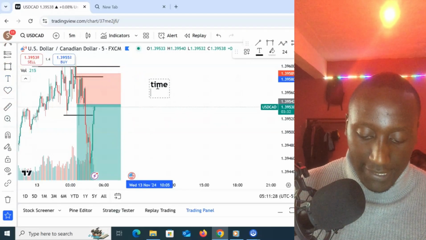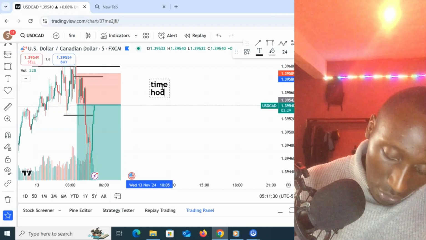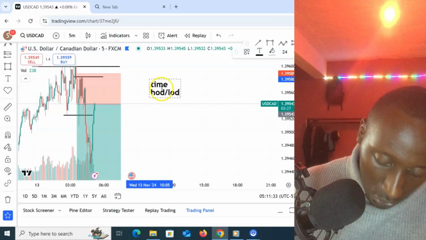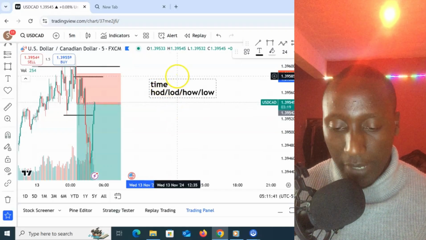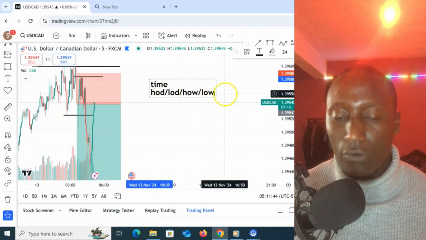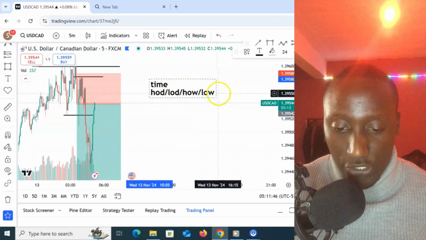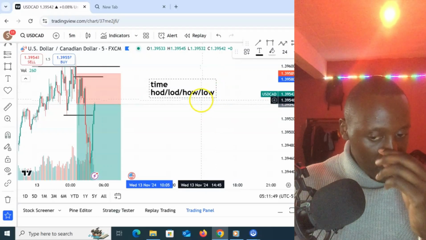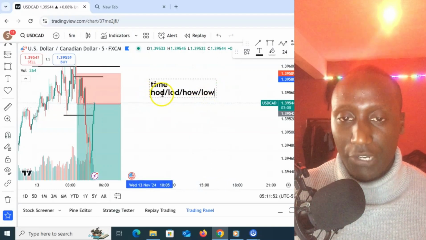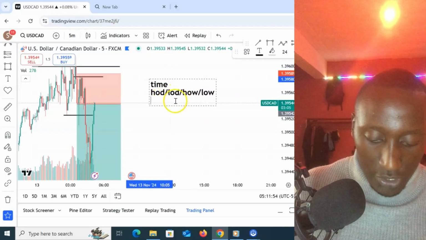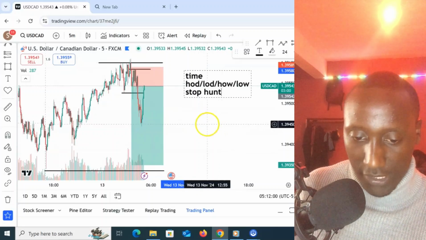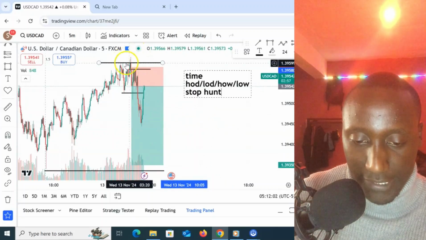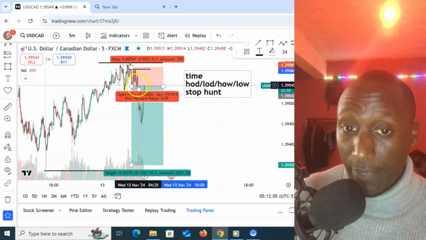Then step number 2 is identify the high of the day or the low of the day, or high of week or the low of the week. So personally, I don't like to take many trades, so I only take trades at the high or the low of the week, but the strategy works either way. Now, once you come to the screen and you identify your high and your low, next step is you need to identify your stop hunt. So a stop hunt is just when price breaks above the high in your timing window.